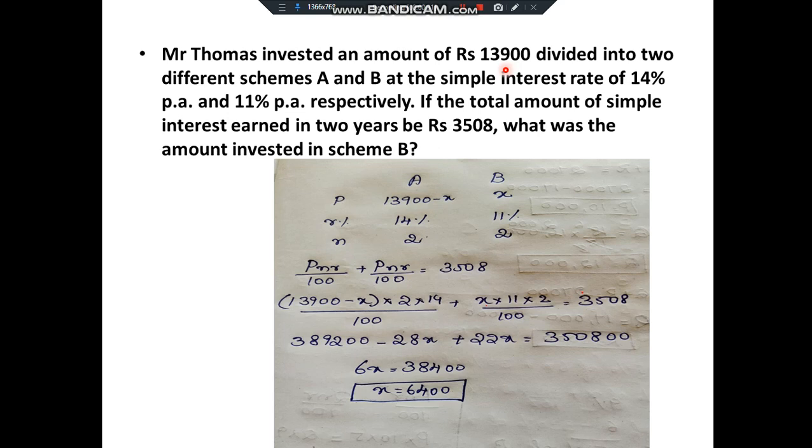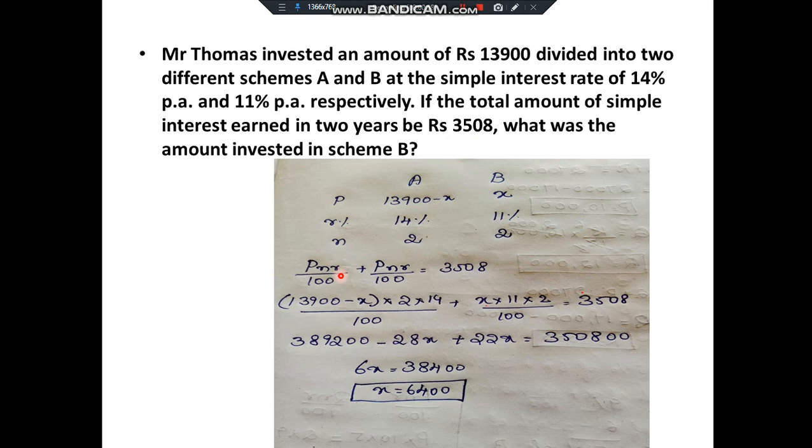So total is 13,900. It is divided into 2. They have not told how much, we don't know. 14%, 11%, and for 2 years they have given. So what all is given? Write it down. Just like the previous one, you can form this also. See, in the previous question they haven't given us the interest. Here they have given the interest. So simply you substitute the values.